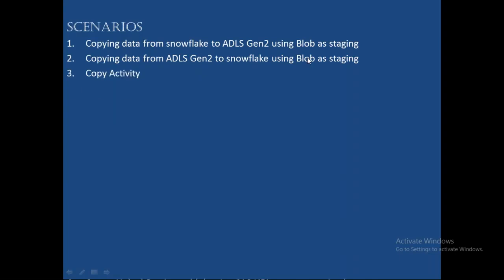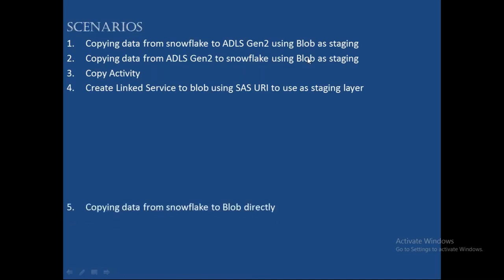Next, we will use copy activity in today's session. One more thing: you cannot create a linked service to Blob storage using an account key. If you try to create a linked service with an account key, that kind of linked service will not work in Snowflake. So you need to use a SAS URI. We already know how to use a shared access signature URI to create the linked service. That particular SAS URI we are going to use to create the linked service for Blob.